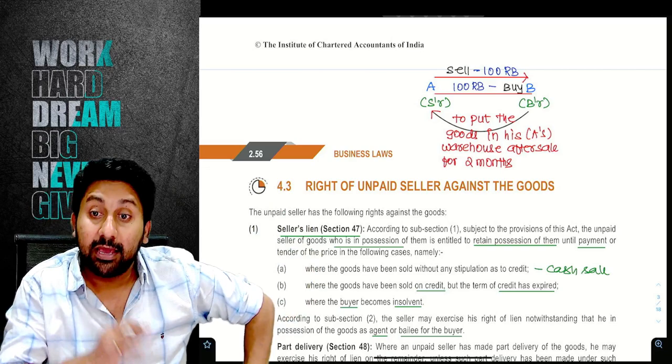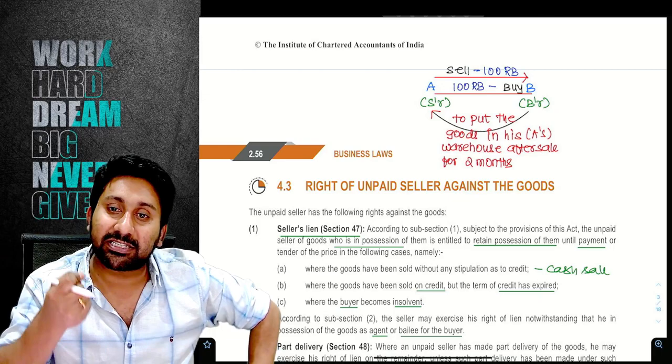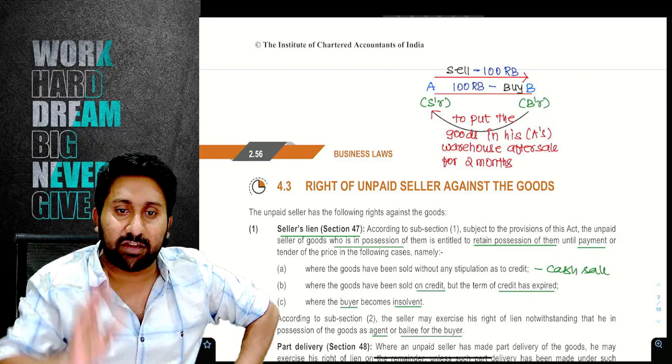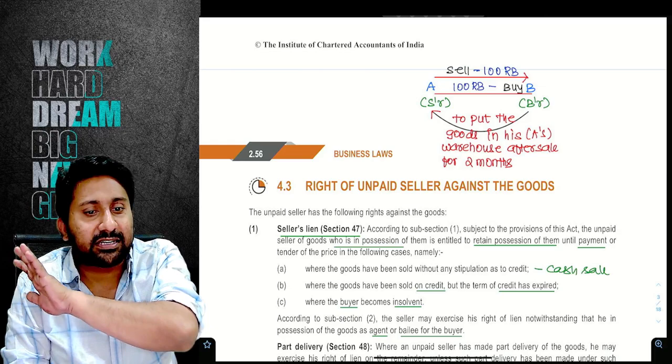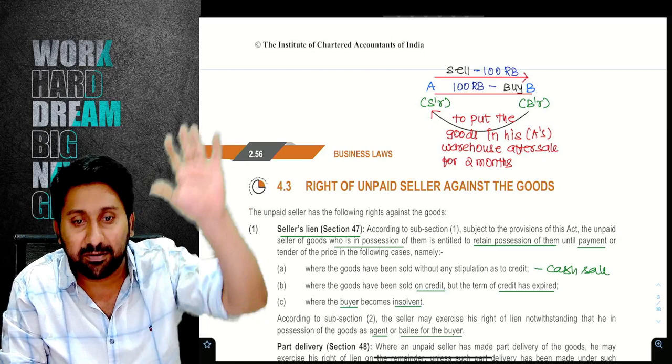A is a seller. B is a buyer. B bought the goods and requested A, being a seller, "You have a warehouse, so keep these goods for 3 months in your warehouse only. Anyway, in 10 days, I will make the payment to you," he said. Promptly, A transferred all the goods to the warehouse and kept them there. 10 days completed, B didn't make the payment.